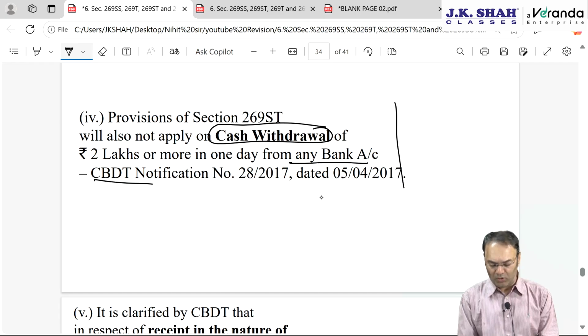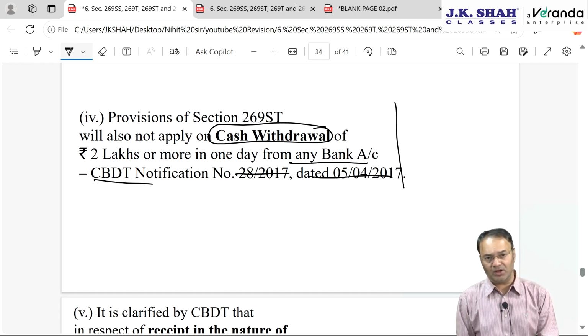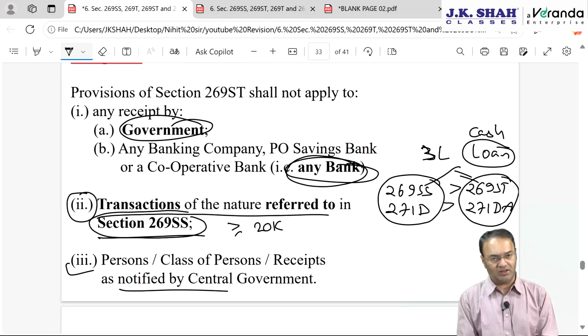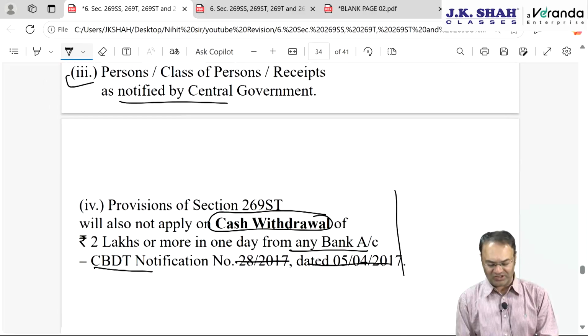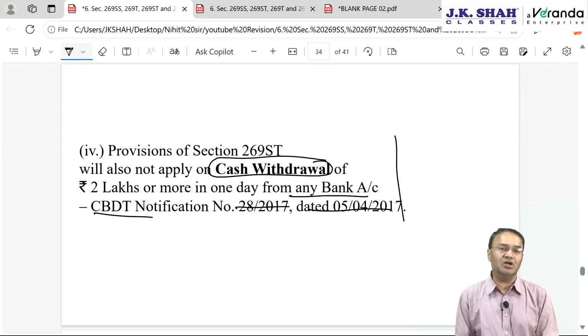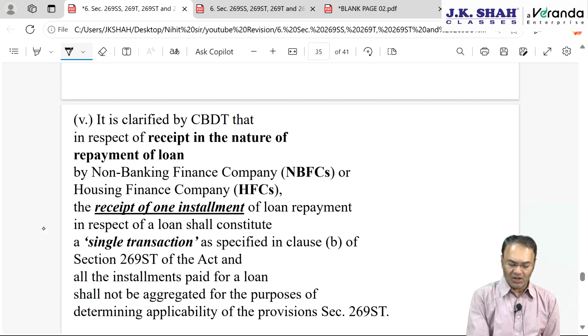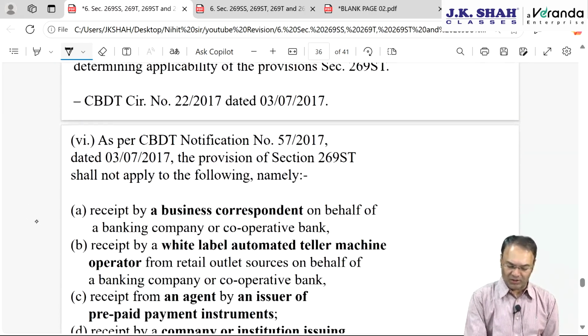No need to remember the whole thing, the number, CBDT notification number, date. Remember the exception. So, if accepted by government or any bank, then exception. Transactions covered by 269SS will also not be subjected to 269ST. Same way, cash withdrawal from a bank account will also not be regarded as violation. Okay, then this is unimportant.